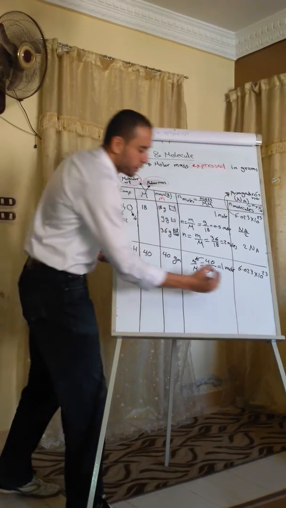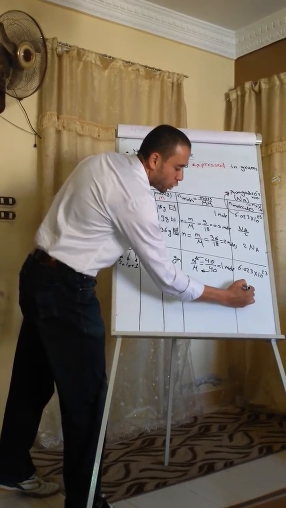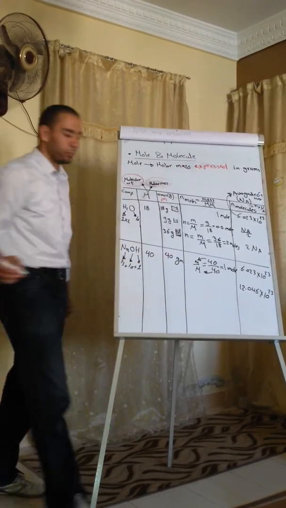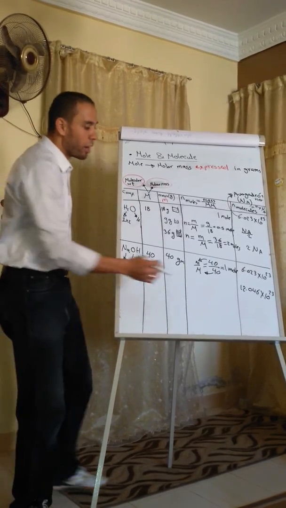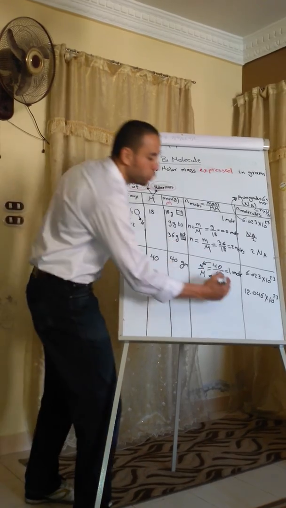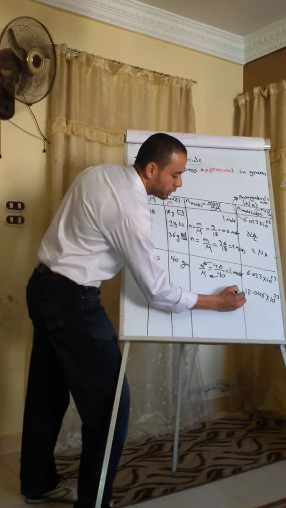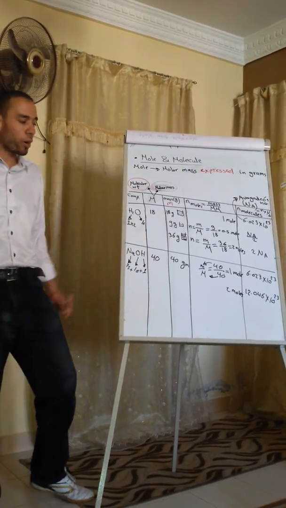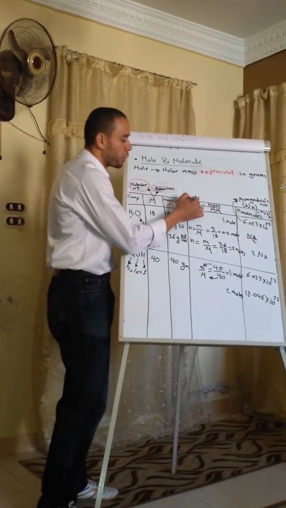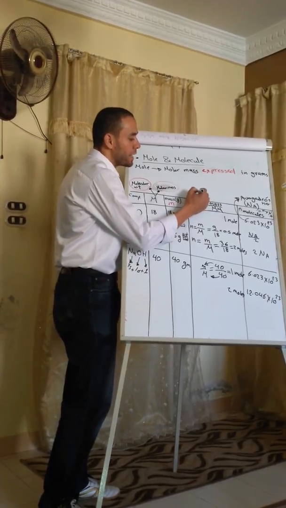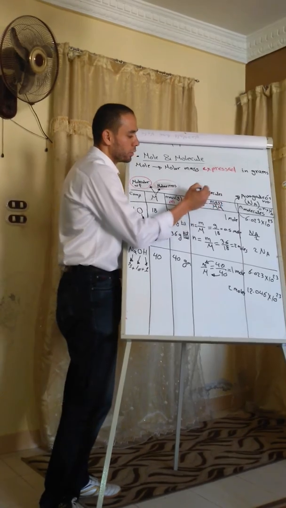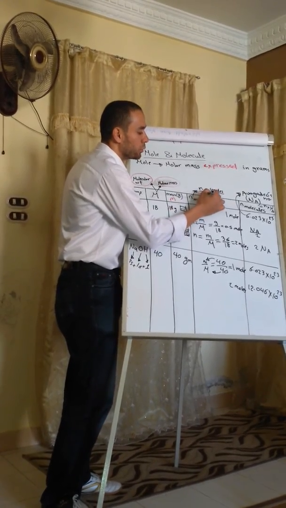If we have 12.046 times 10 to the power 23 molecules, how many moles do we have? Yes, we have 2 moles. How did you find it? By dividing the number of molecules over Avogadro's number. So number of moles can be written also as number of molecules divided by Avogadro's number.